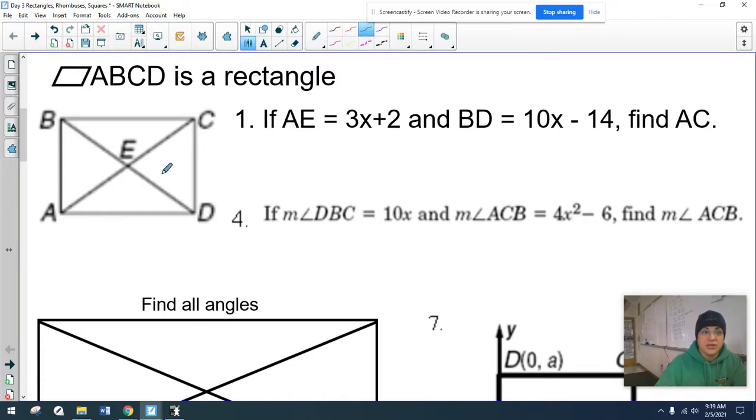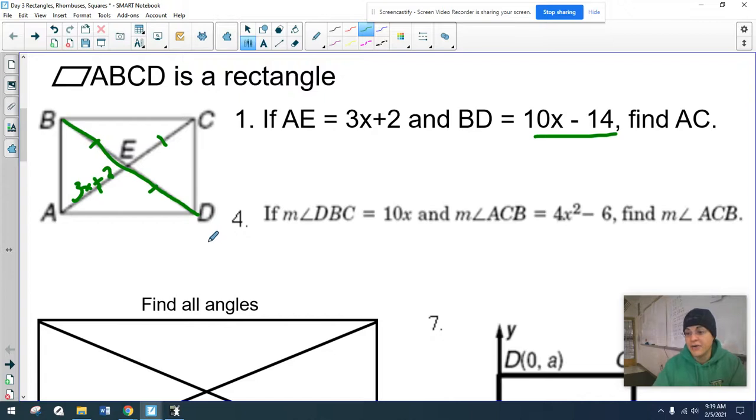So with this information, if AE, this part right here, is 3x plus 2, and then BD, this entire thing right here is 10x minus 14. We're supposed to find AC. Now, keep in mind, since this is a rectangle, all 4 of these are equal. So the entire thing AC will be equal to the entire thing BD.